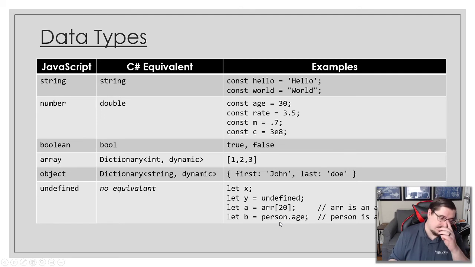And similarly with an object, if person is null, person doesn't exist, then trying to get to age will give me an exception. So this only works as long as both array and person are not null.